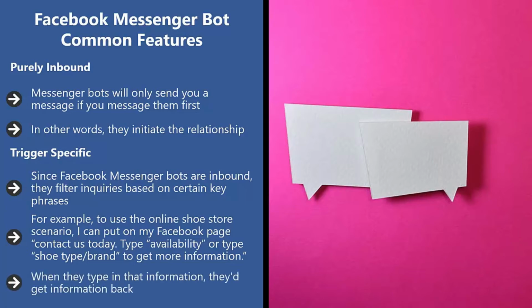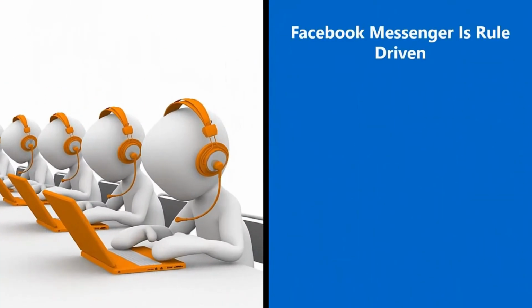If they type the wrong information and it doesn't prompt the right feedback, I can put a generic catch-all message that notifies them that I read all engagements, and once regular business hours resume, I will get in touch with them through Facebook Messenger. Facebook Messenger is rule-driven.